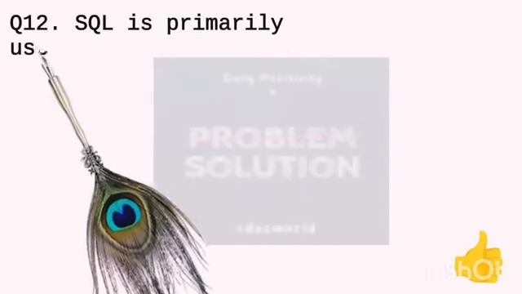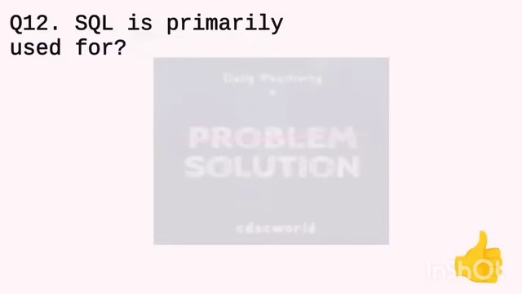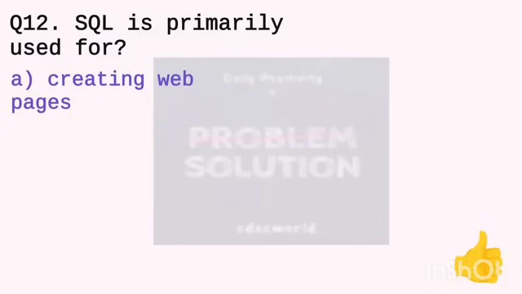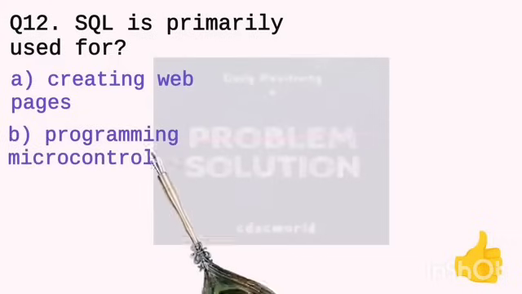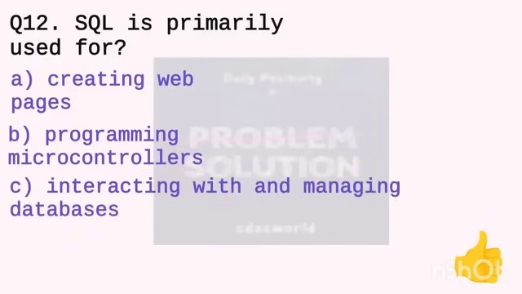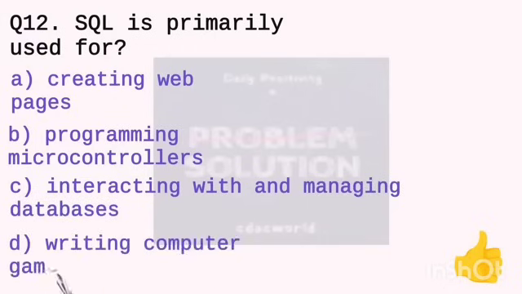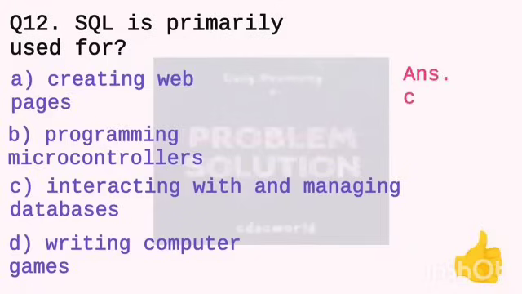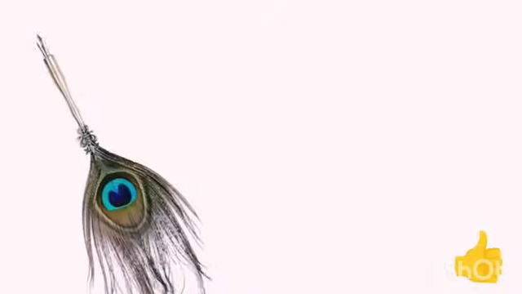Query number 12. SQL is primarily used for? Option A, creating web pages. Option B, programming microcontrollers. Option C, interacting with and managing databases. And option D, writing computer programs. And the answer is C, interacting with and managing databases.